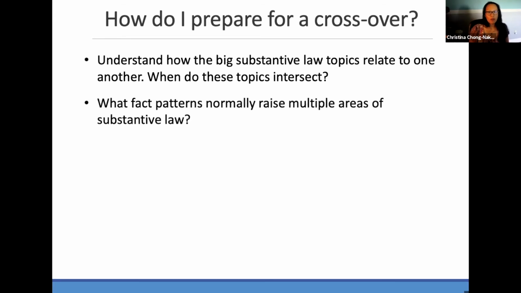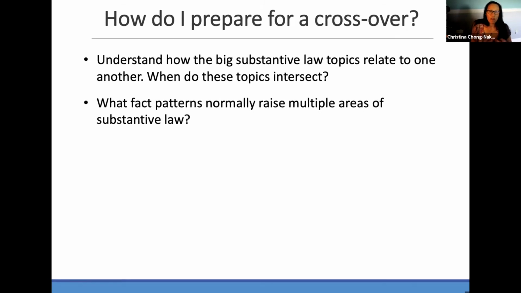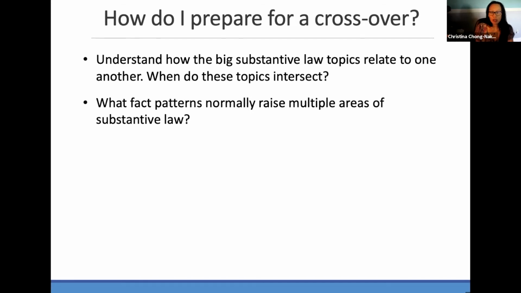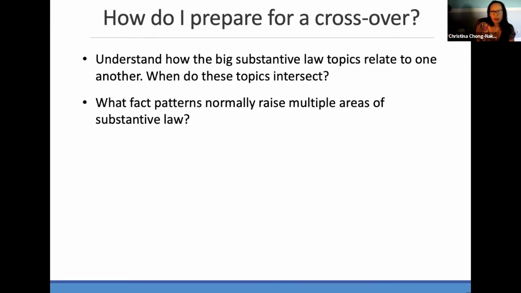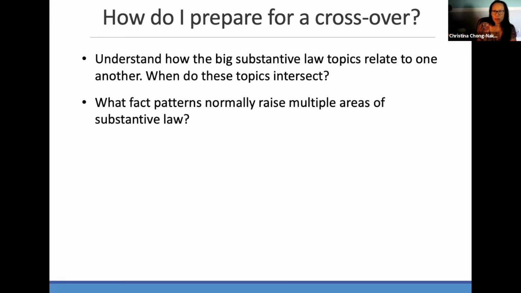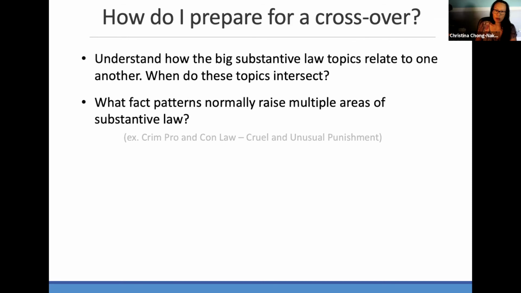You also want to think about what fact patterns normally raise multiple areas of law. Another, like I said, takings. A good example is you have people who actually have their property taken away. You'll have that as a con law as well as real property issue. So they can pair a takings question with either con law or real property. For the wills and trusts community property example, whenever somebody's married and someone dies, that's probably going to be a crossover question. So looking for those types of facts that tend to trigger the same sort of themes will help you prepare and make sure you understand how all these themes work together.